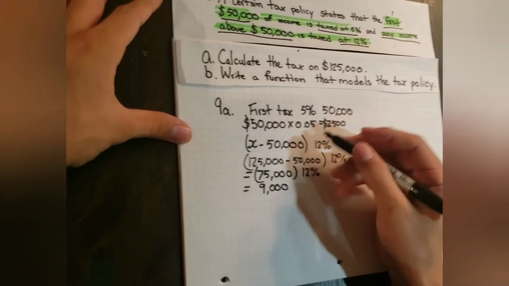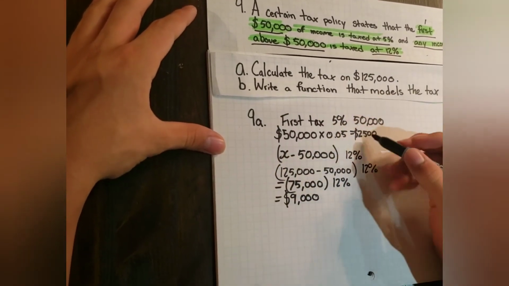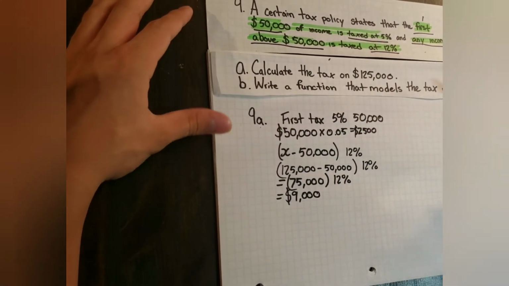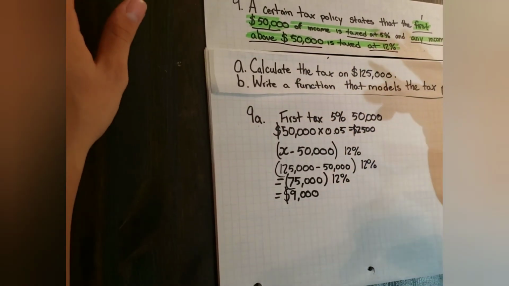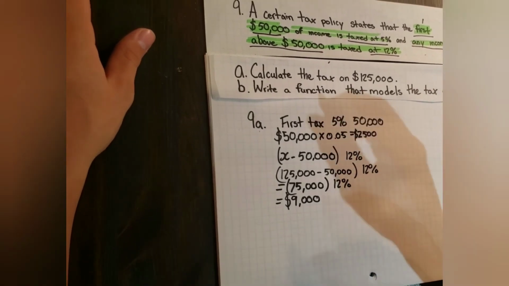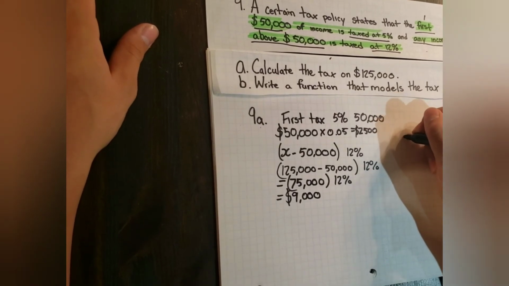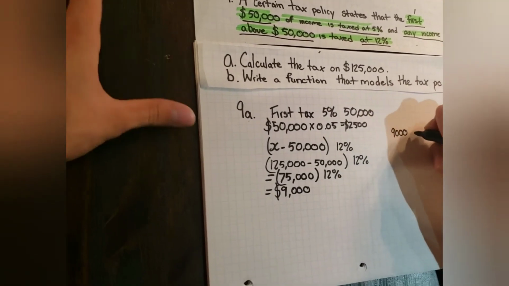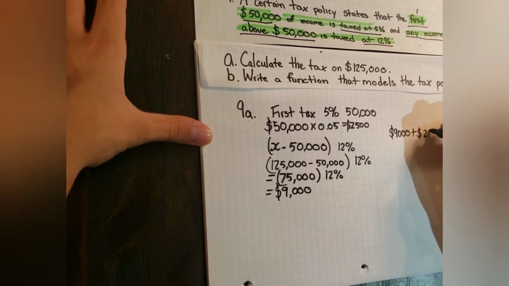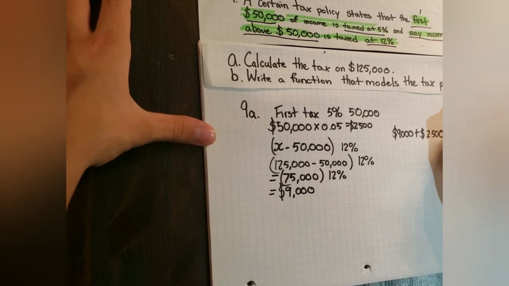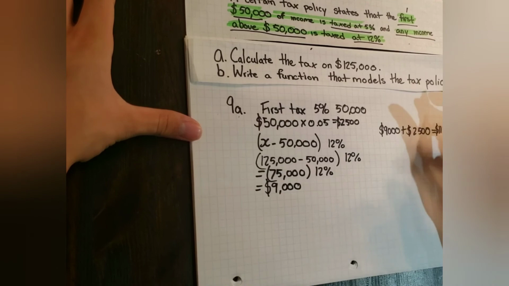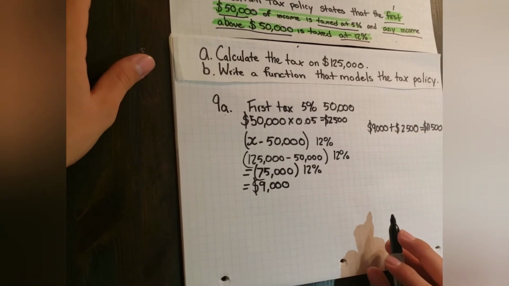Now with these two values right here, they're asking for the tax of 125. Since we have two parts and two parts will equal that one part that we want, we're going to have to add it up. So we add $9,000 plus $2,500, and that's going to give us a total of $11,500. That's going to be the tax for $125,000.